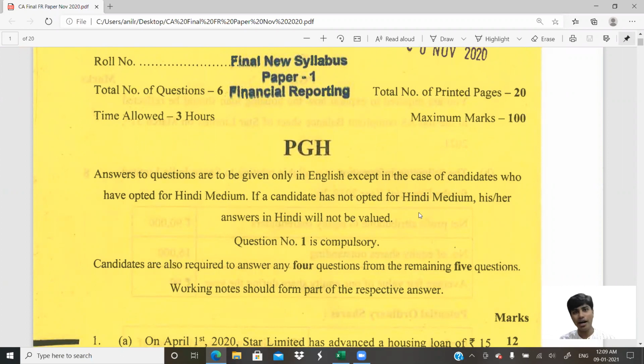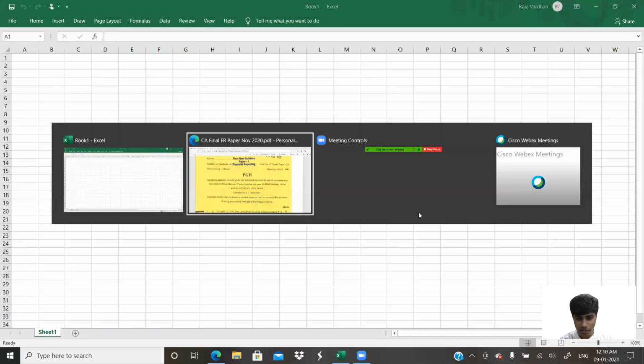I'm going to do this in parts. Part 1 would be question number 1, part 2 will be question number 2, and I'm going to divide it that way. So we'll have 6 parts comprising the 6 questions in our examination. Part 1 will be question number 1. So come on, let's get started. This will be my workbook.